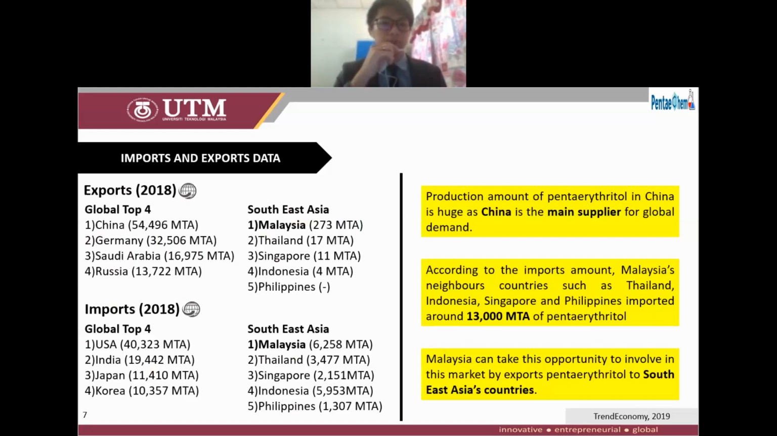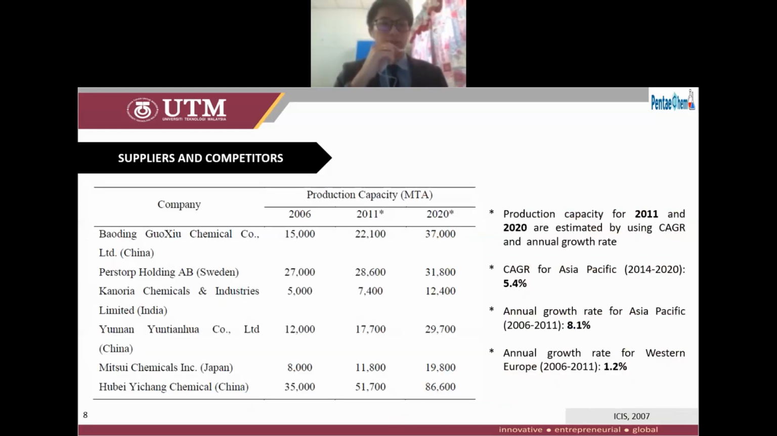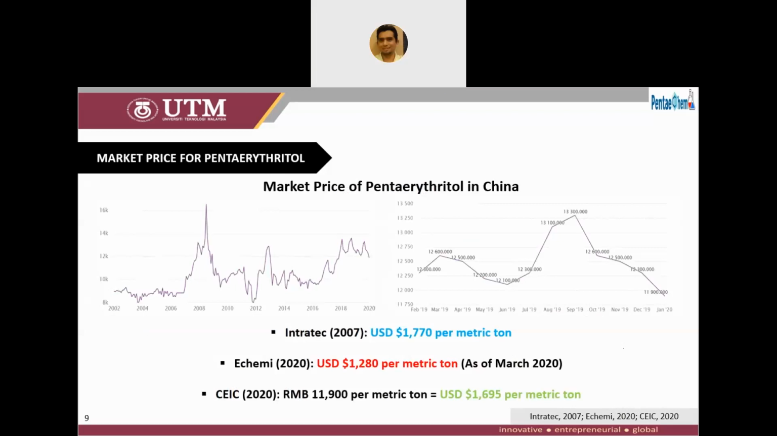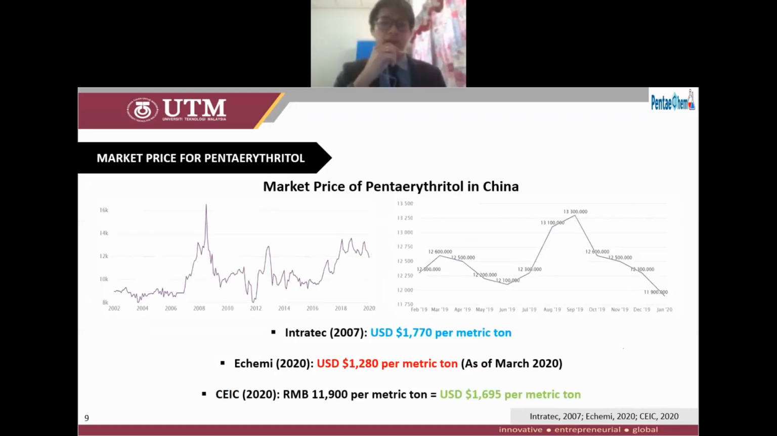So this table shows the suppliers for pentaerythritol around the world. And the production capacity for 2011 and also 2020 are estimated by using CAGR and also annual growth rate. So these two graphs show the market price for pentaerythritol in China. And the latest market price for pentaerythritol in China is around 1,700 USD per metric ton.